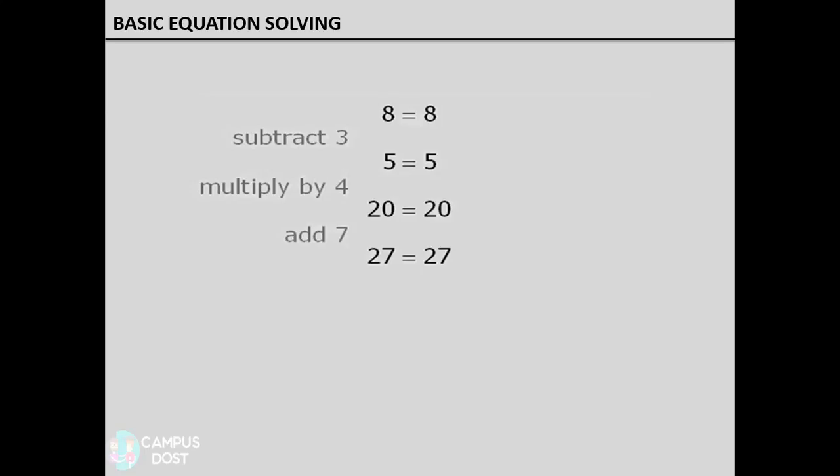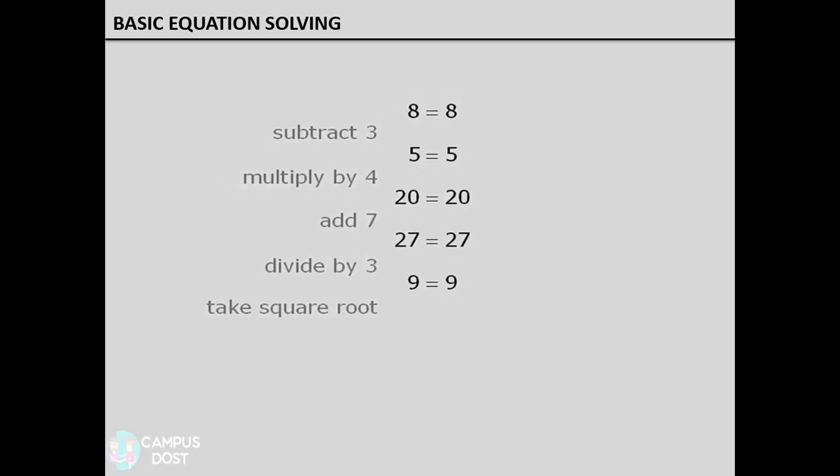If we add 7 to both sides, the two resulting values are still equal. If we divide both sides by 3, the resulting values are equal. And if we take the square root of both sides, the two resulting values remain equal. These observations tell us that if two values are equal, they will continue to be equal if we perform the same operations to both sides of the equation.